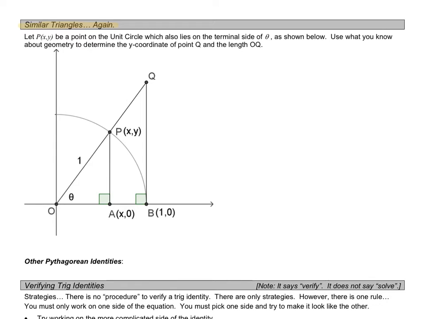We're going to let point P be located at x comma y, and that is on the unit circle. And it also lies on the terminal side of theta. Remember, terminal side of theta means it's this side of theta, not this side. We call that the initial side, and then the top piece, the terminal side. So I'm going to go ahead and erase that.